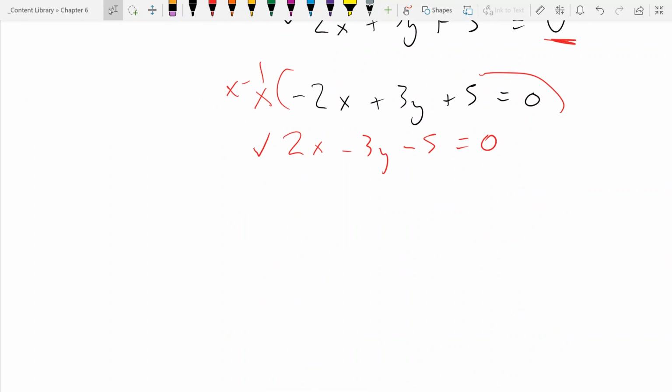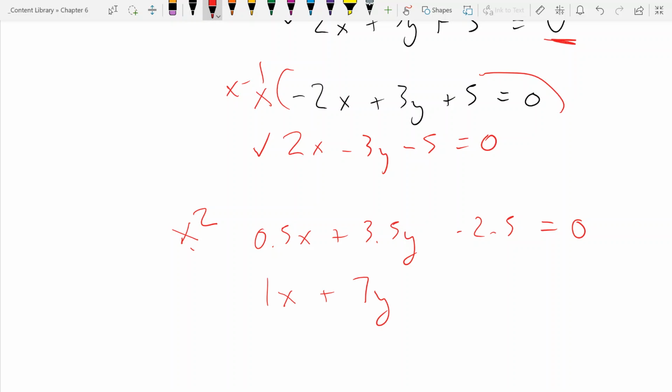The last example would be if there were fractions, like 0.5x plus 3.5y minus 2.5 equals 0. This would not be okay because there are decimals. I'm going to multiply everything by 2 so that I can get rid of those decimals. This would be 1x plus 7y minus 5 equals 0. That's okay, that's not okay.